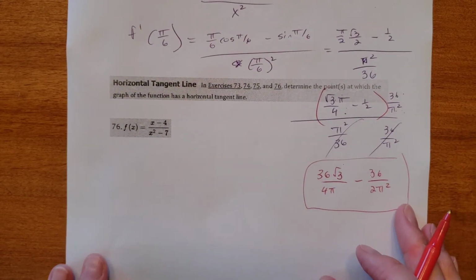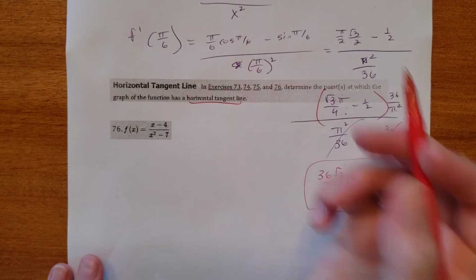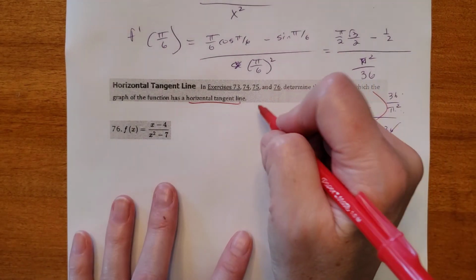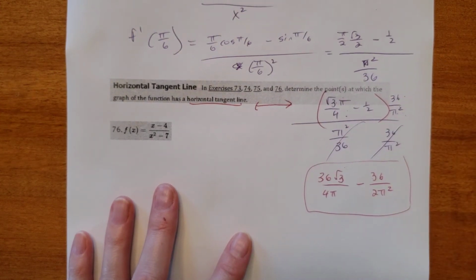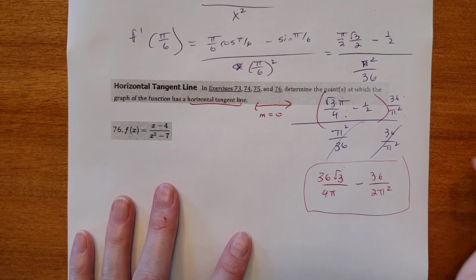All right, 76. It says, determine the points at which the graph of the function has a horizontal tangent. Oh, I do love this problem. If it's got a horizontal tangent, that means a horizontal line. So you've got to think about what that makes the slope of it. The slope of a horizontal line is equal to 0. So where is the horizontal tangent?